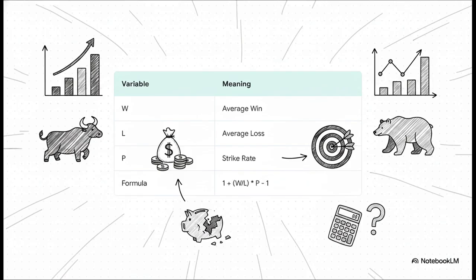W is your average win amount, L is your average loss amount, and P is your strike rate, or basically your winning percentage. The formula itself, it's simply 1 plus the average win divided by the average loss, all multiplied by your strike rate, minus 1. I know that sounds like a bit of a mouthful, but it's pure magic when you run the numbers.